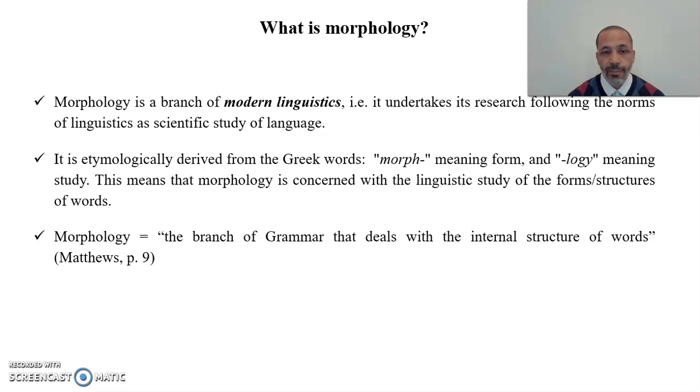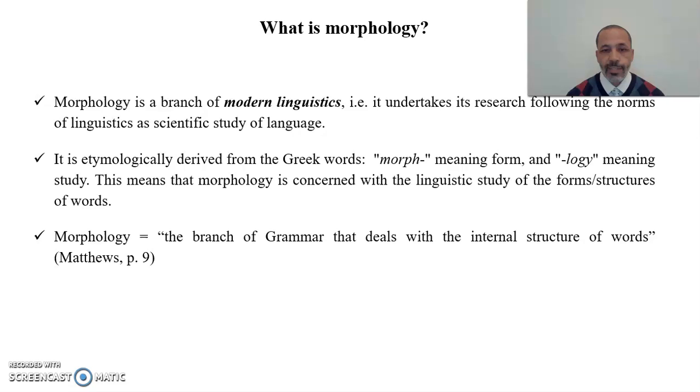because you can find morphology in biology, you can find it in geology, you can find it in geography when we speak about the morphology of the earth, and so on. In biology, when we speak about the morphology of the human body, and so on. So it's necessary to locate morphology as a subject which belongs to modern linguistics.